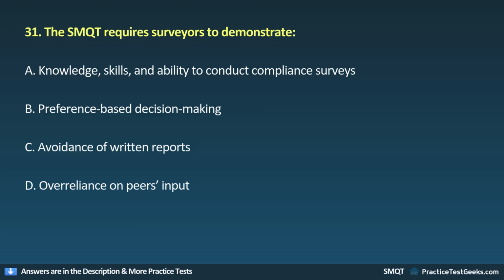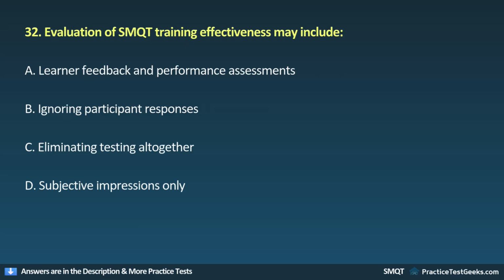31. The SMQT requires surveyors to demonstrate A. Knowledge, skills, and ability to conduct compliance surveys. B. Preference-based decision-making. C. Avoidance of written reports. D. Over-reliance on peers' input.